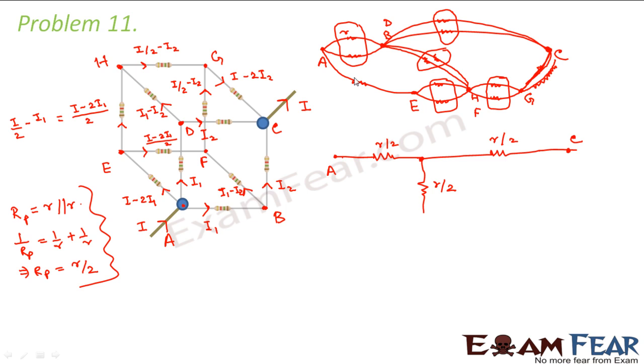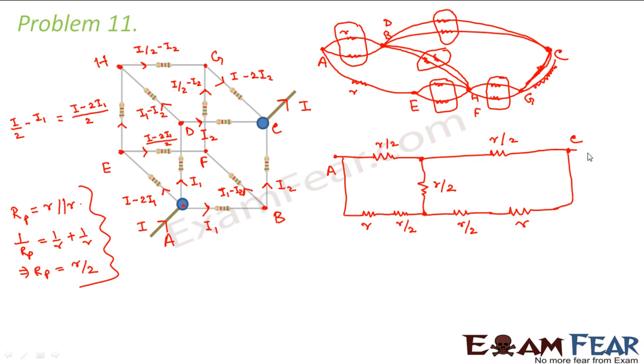From this point A, there was one resistance R which was going. This R goes and meets with another parallel combination of R and R, which we can write as R by 2. And this R by 2 meets with this R by 2. So that is what I did here. They both meet. From here there is another parallel combination of R and R, which is R by 2. From there is another resistance R, which joins with point C.